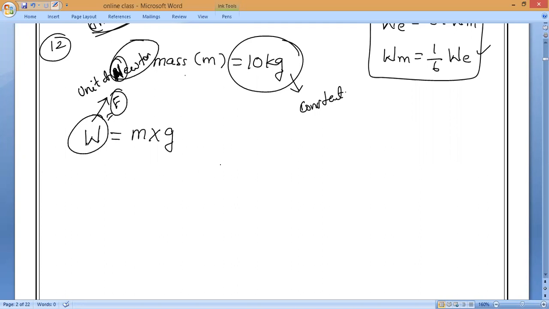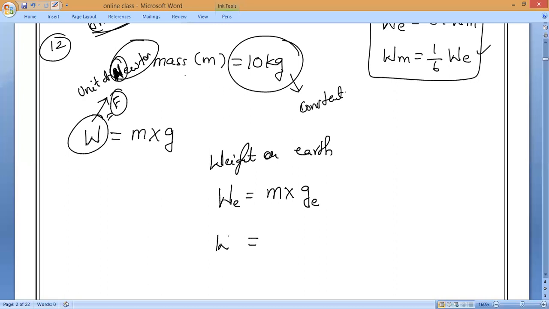Now they are asking weight on earth. What is the formula? Weight on earth is equal to mass into acceleration due to gravity of earth. Mass is 10 kg, into what is the acceleration due to gravity of earth?